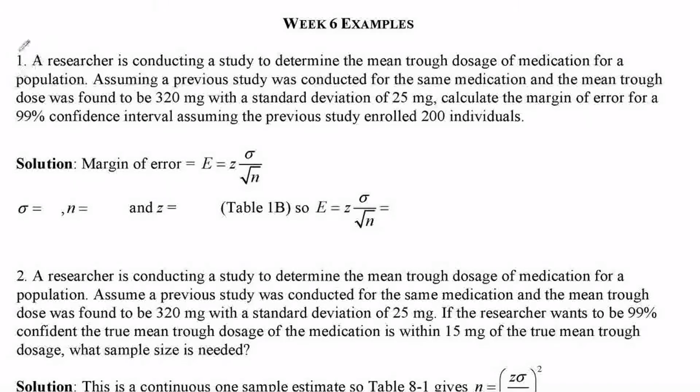So in this first problem, we've got a researcher that wants to determine the mean trough dosage of a medication for a population. And we had a previous study that was conducted for the same medication, and the mean trough dose was found to be 320 milligrams. So that's a mean there of 320. And the standard deviation in that dosage was 25, and they want us to calculate the margin of error for a 99% confidence interval, assuming the previous study enrolled 200 individuals here. That's a sample size.